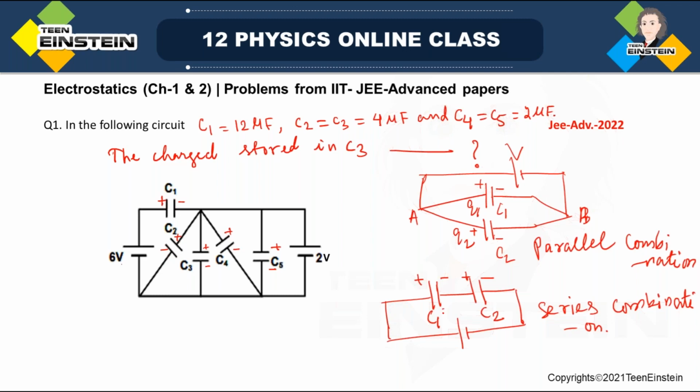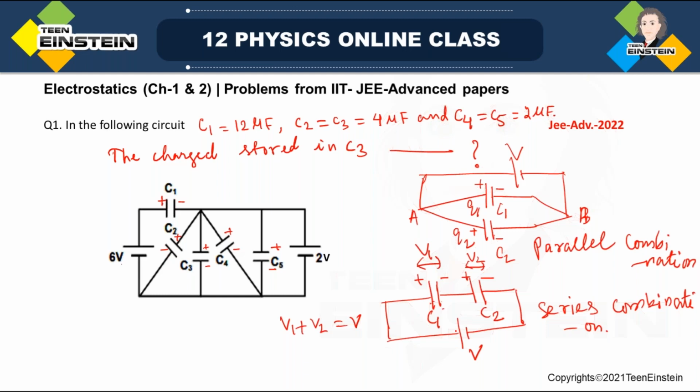What happens in case of series? In case of series combination, the potential difference of each pair of plates will not be the same. Suppose this capacitor has potential difference across the plates V1 and capacitor 2 has potential difference V2, then V1 plus V2 will be the total potential, the total potential of the battery. So this is an important point.